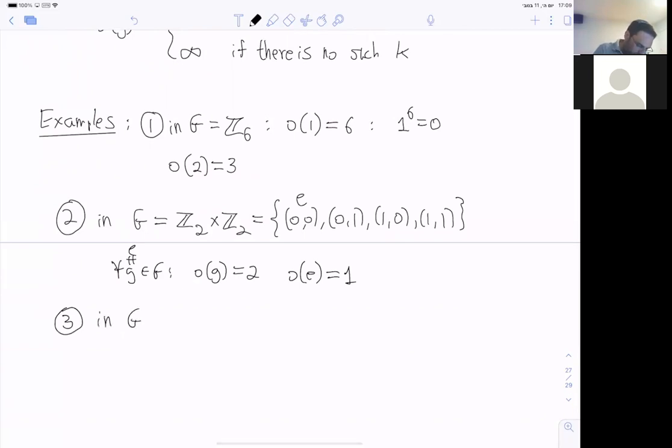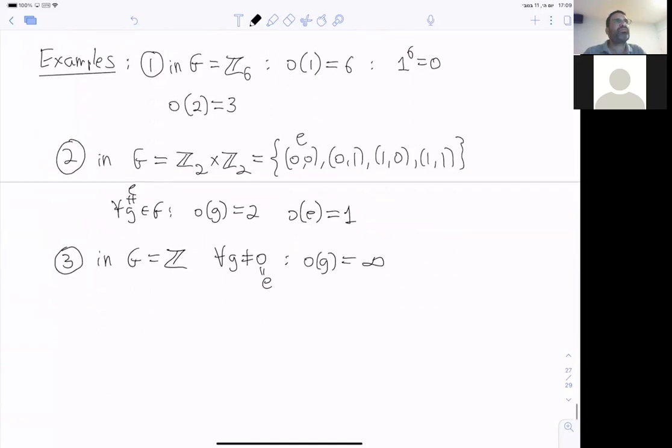In G equals Z, okay, any element besides 0 is of infinite order. Because you do not get back to 0. There is no torsion, no loop. Let us see the last example.